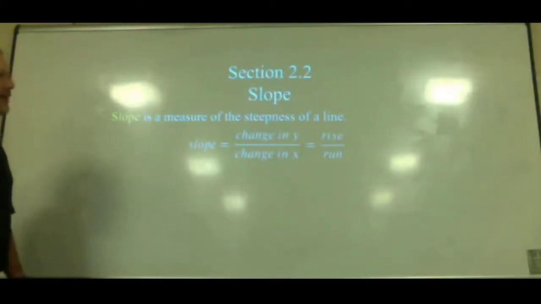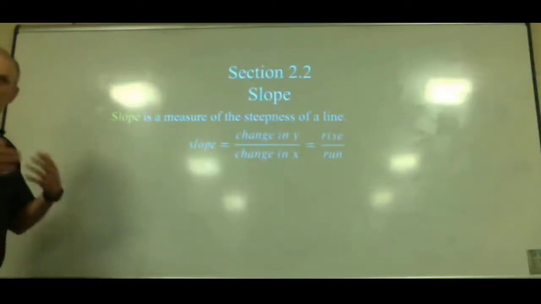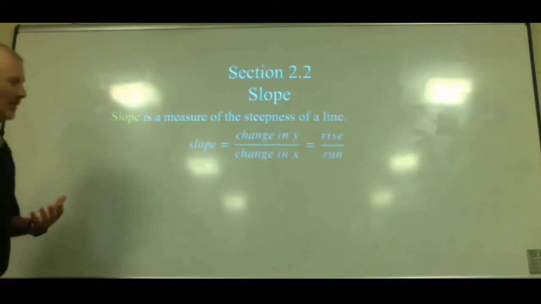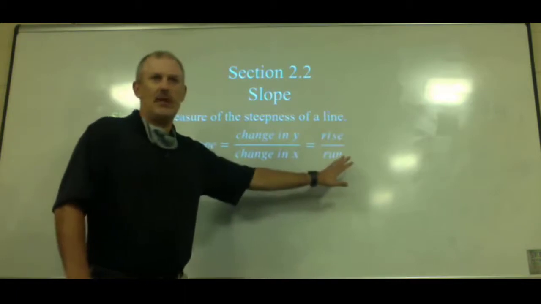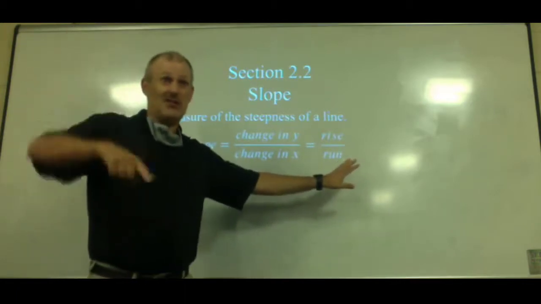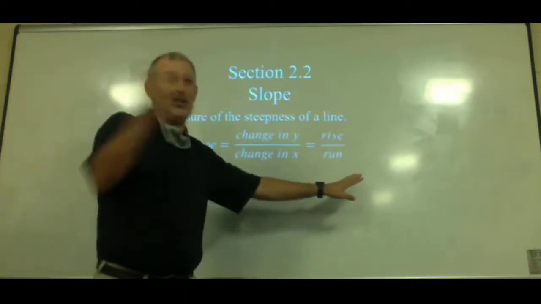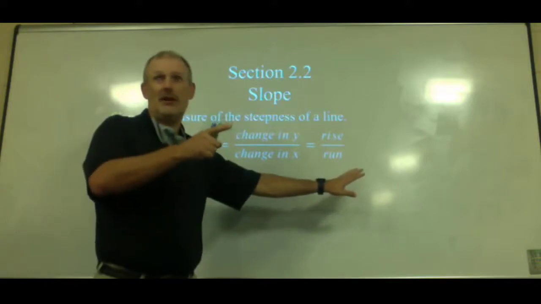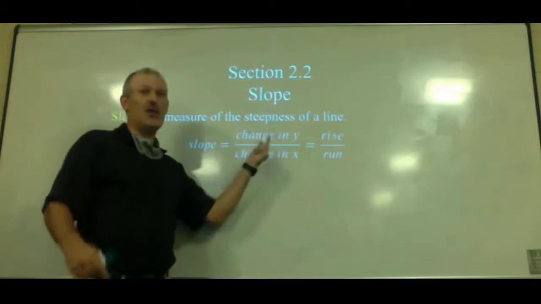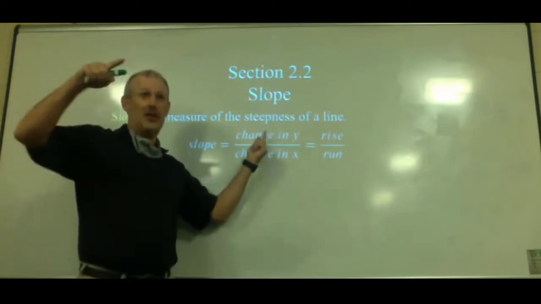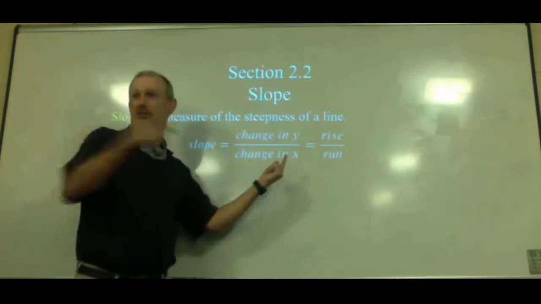Now we have a little formula or some words to help us remember what slope is. Usually we say slope is rise over run. Rise meaning this changes, and the run meaning left and right changes also. In graph terms, it's the change in y, how far it's going up and down, divided by the change in x, how far it's going left and right.